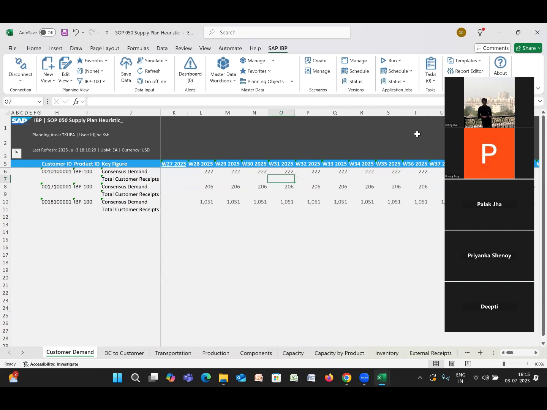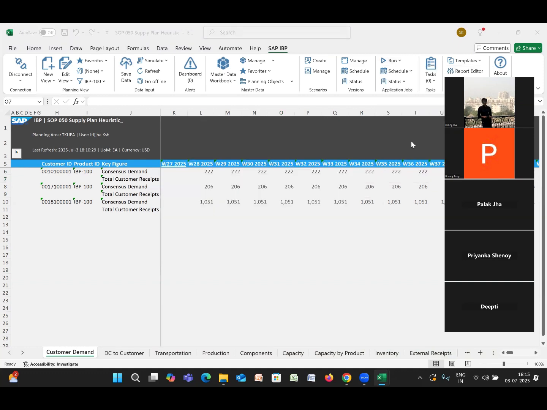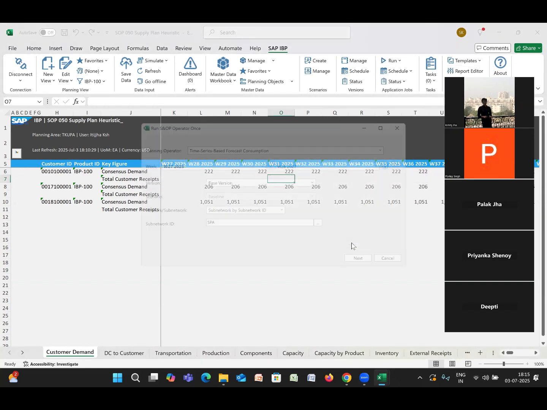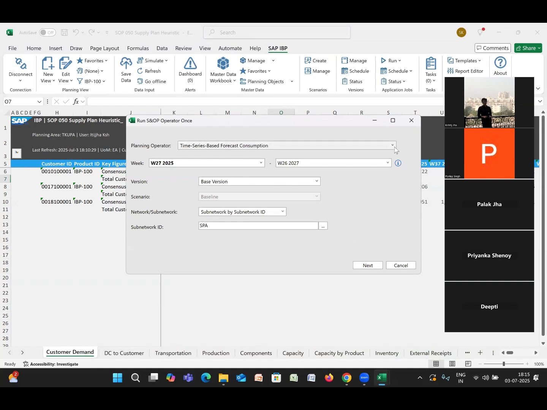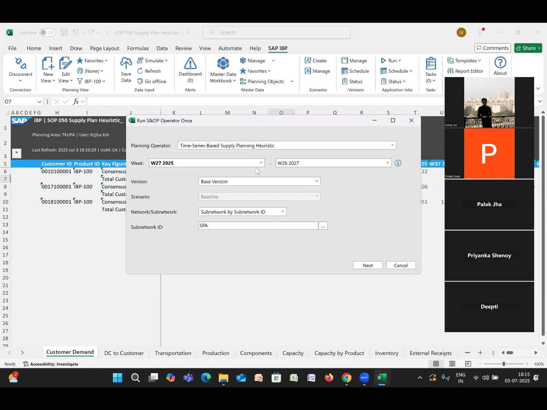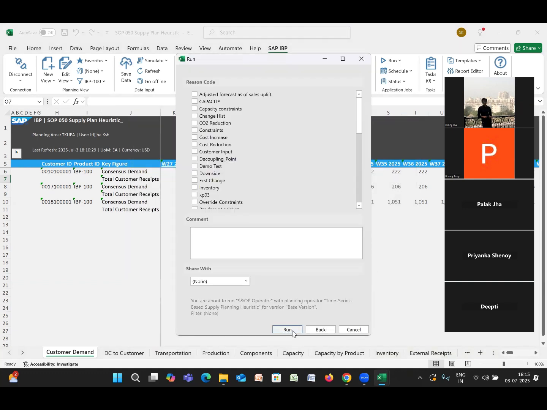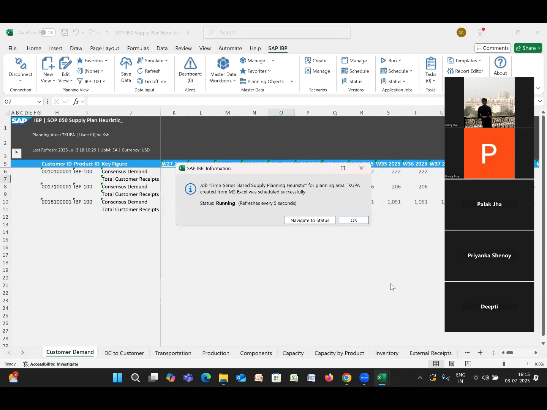And for that purpose, we will run the SNOP time series heuristic. So we'll now go ahead and run the SNOP operator. Time series heuristic. After this run, we will have the total customer receipts available.